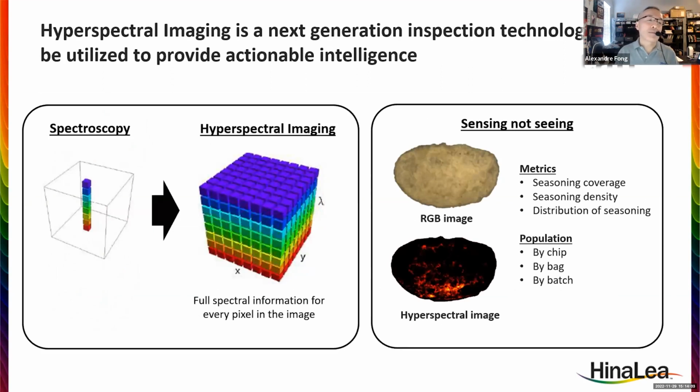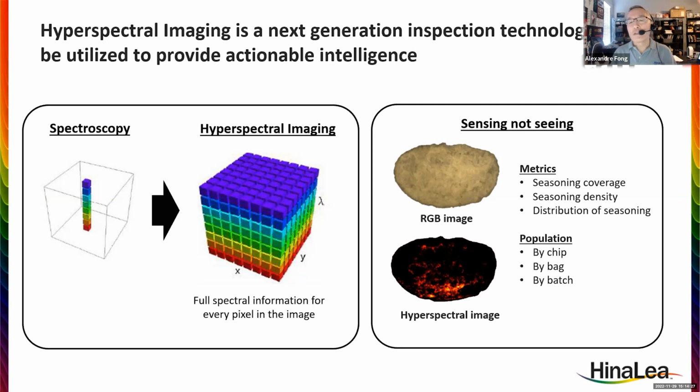So what hyperspectral imaging does is it combines the capabilities of spectroscopy with conventional machine vision technology approaches, so that you get for every pixel the entire spectra of that pixel. And so you get the spectral characteristics of every point in an image.